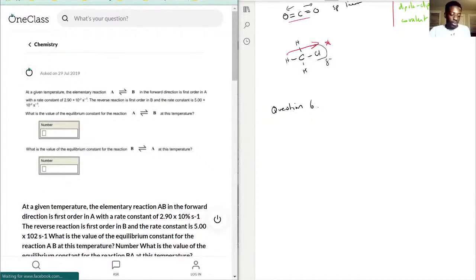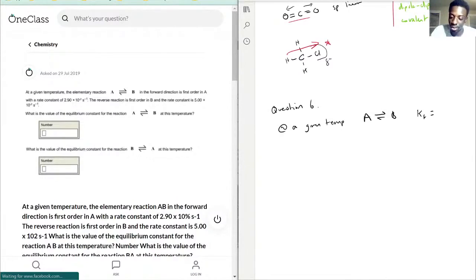So this was just asking, at a given temperature, the reaction A to B, and they have these arrows because it's reversible, has a rate constant of first order, which just means that if you're going to write down the formula, which we'll do later, it's going to be to the power of 1. Okay, but the point being is that for this first order reaction, the K forward is 2.9.